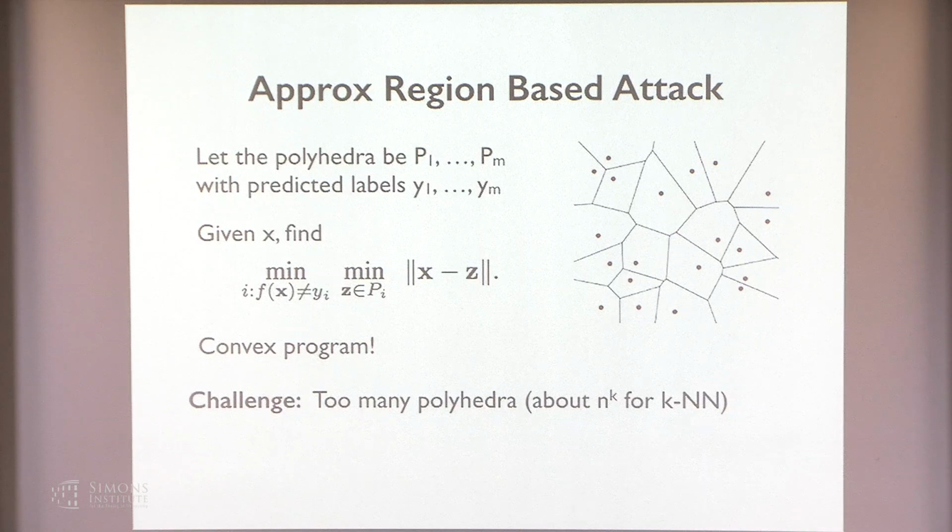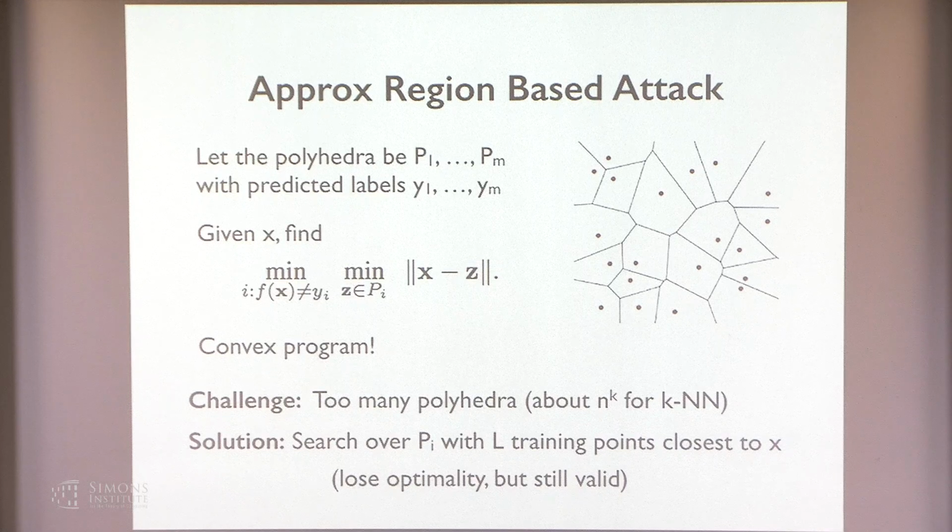The challenge is that in many cases you may not be able to solve it, because you will have too many polyhedra. For example, if you're looking at K nearest neighbors, there would be n to the K polyhedra. So you could do some approximation. You have some heuristics for ruling out some of the polyhedra. For example, you can only search over polyhedra with a certain number of training points closest to X. So you look at X, you look at maybe its 50 nearest neighbors, you look at all polyhedra that have these neighbors, otherwise you just don't look at it at all. In this case you will lose optimality. Of course, there might be another polyhedra which has your closest adversarial example, but it's still sort of valid. And we call this the approximate region-based attack.